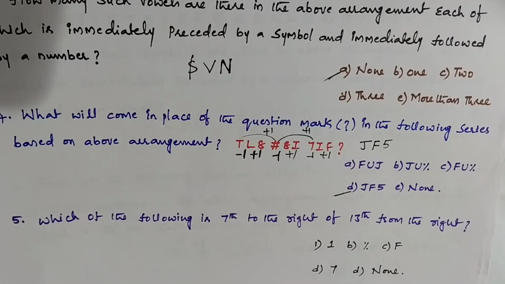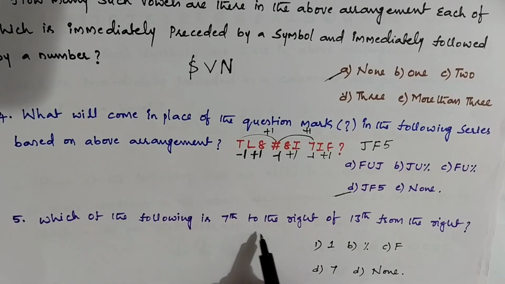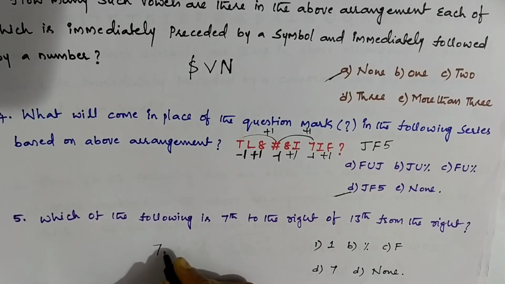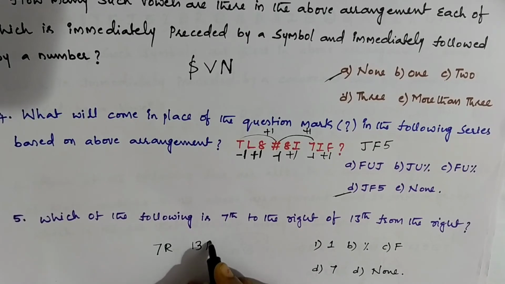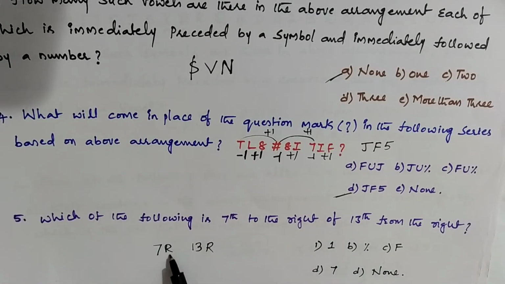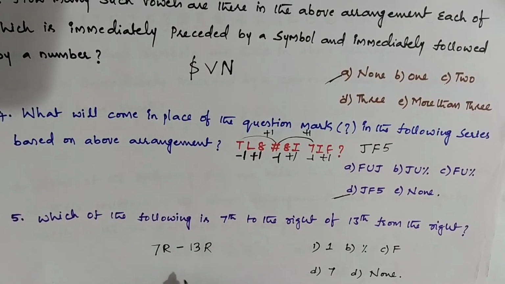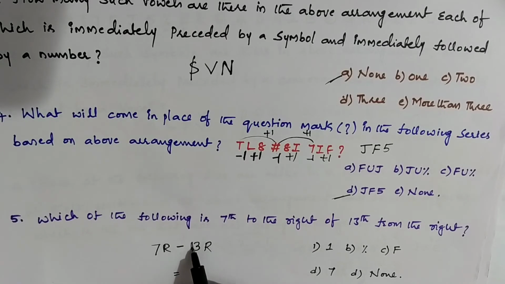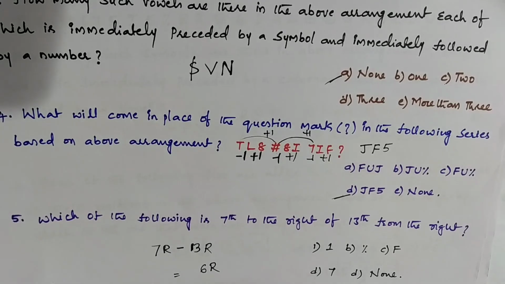Okay, last question from this series. Which of the following is 7th to the right of 13th from the right? I am writing first short way, 7th right and 13th right. Here we have same directions, so we should subtract. Always subtract small value from big value. 13 minus 7, 6. Take the direction as right. 6th right from the above series.